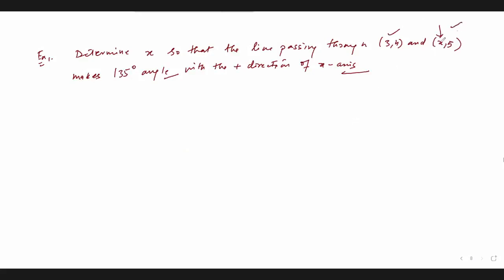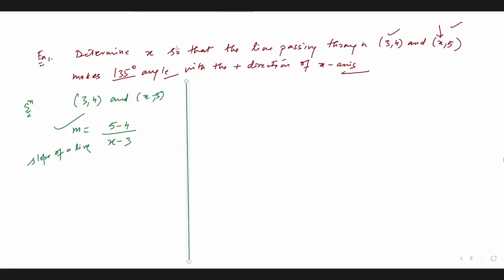These two coordinates have been given. This line is making an angle of 135 degrees. So what can I do? I can find a slope by the two coordinates, that is (3, 4) and (x, 5). What will be the slope when the two coordinates have been given? Then m is equal to (y2 minus y1) divided by (x2 minus x1). So this I have calculated as the slope of a line, because two coordinates were given.